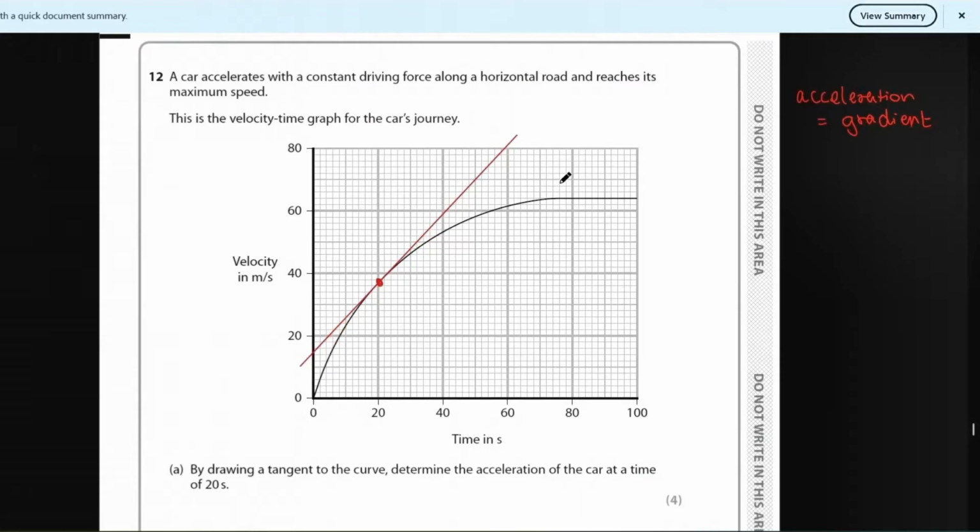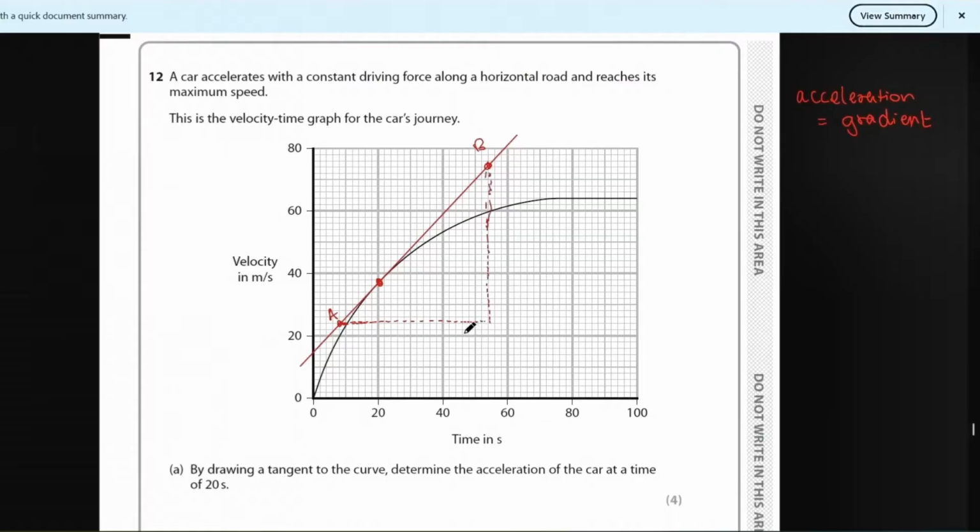How do we calculate the gradient? So we'll choose 2 points on the line that can be read easily. So I'll choose this point here, and I need to choose another point, maybe this point. We need to calculate the rise and the run in order to find the gradient. So what's the rise going from point A to point B? What's the run? Let's start with the run. It needs to run this much, and then it needs to rise this much.